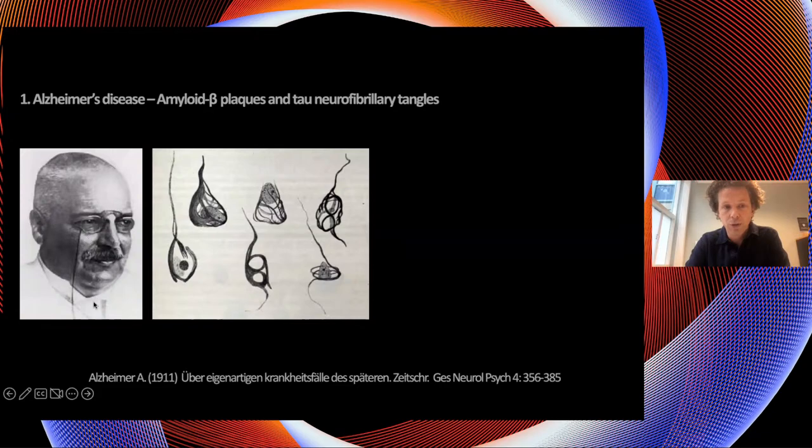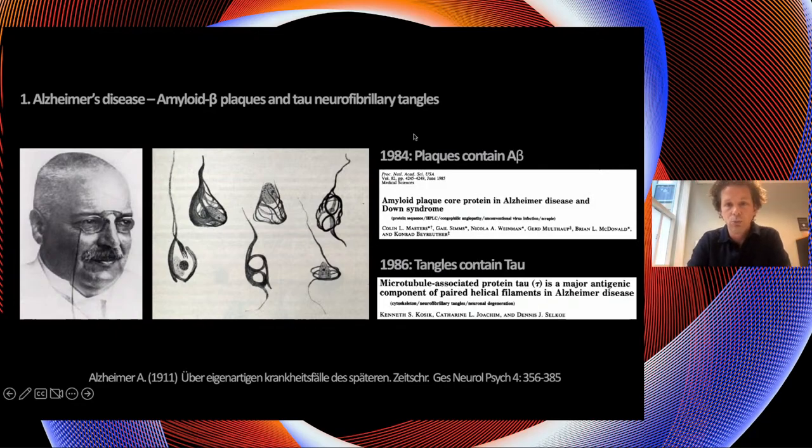And Alois Alzheimer, apart from a brilliant psychiatrist and neuropathologist, he was also an excellent painter. So this was what he saw in the brain of Auguste Deter, his patient that died a few years later because of Alzheimer's disease. And he found so-called plaques and tangles. You can see this beautifully drawn tangle right here. But it's good to realize that it took almost 7 or 8 decades before the scientific community found out that the plaques were actually containing amyloid beta proteins, and that the tangles actually consisted of tau pathology.